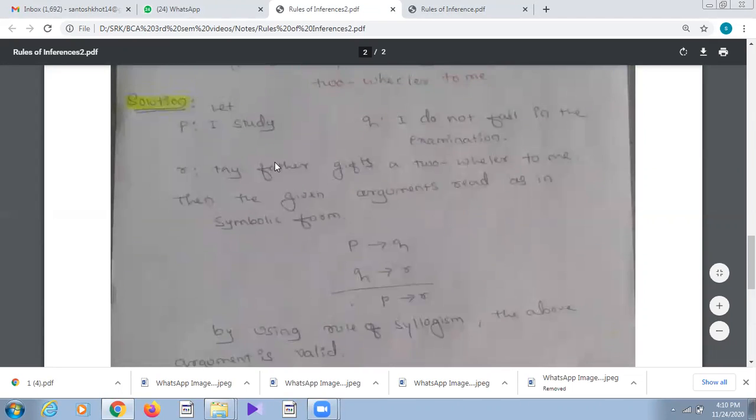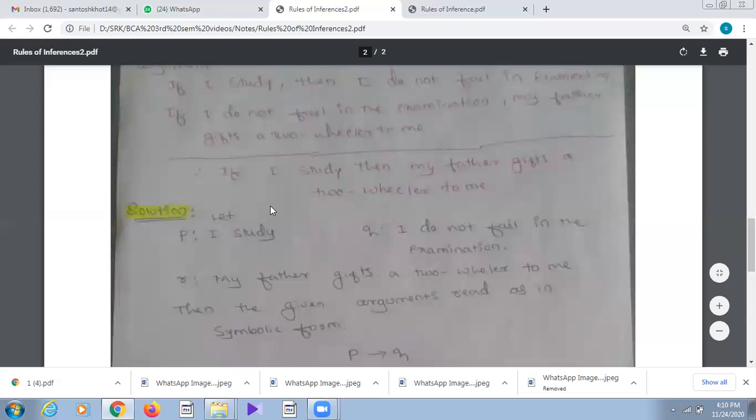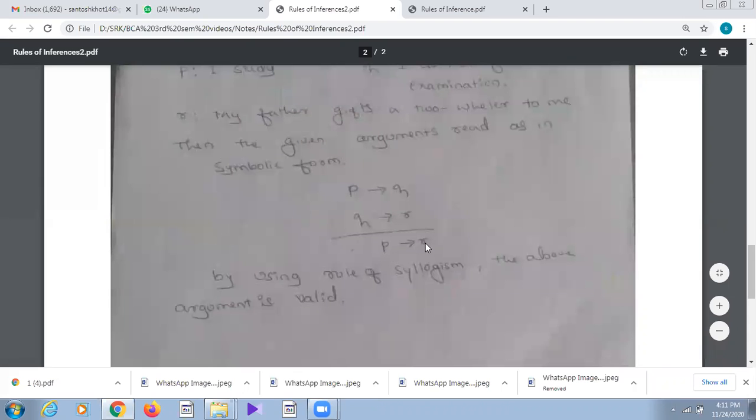After this bar, next, therefore, "if I study" means P. "If" means conditional, and the next sentence, "my father gives a two-wheeler," is R. So this is P conditional R, and the conclusion will be P conditional R.